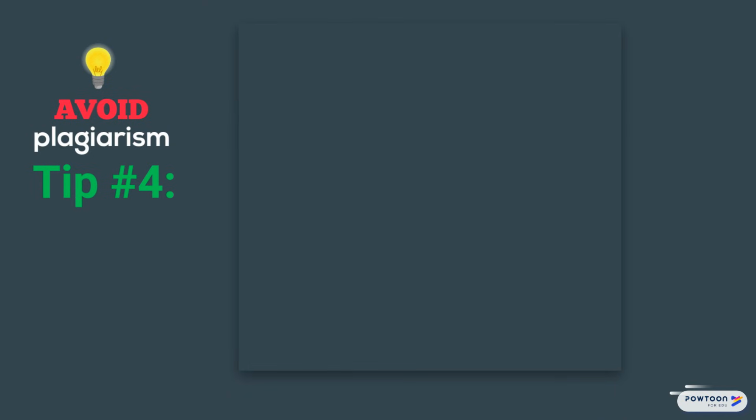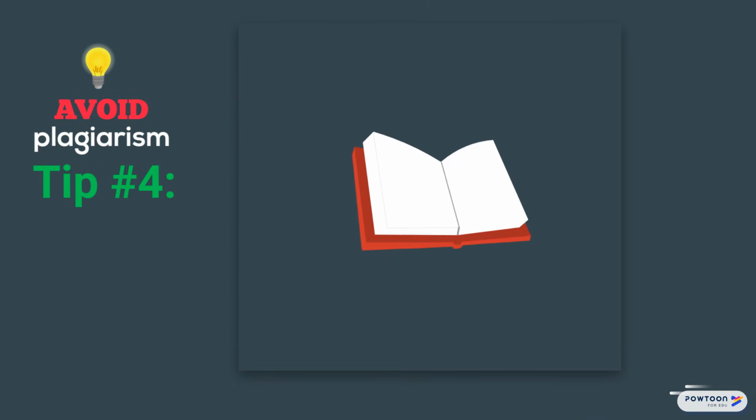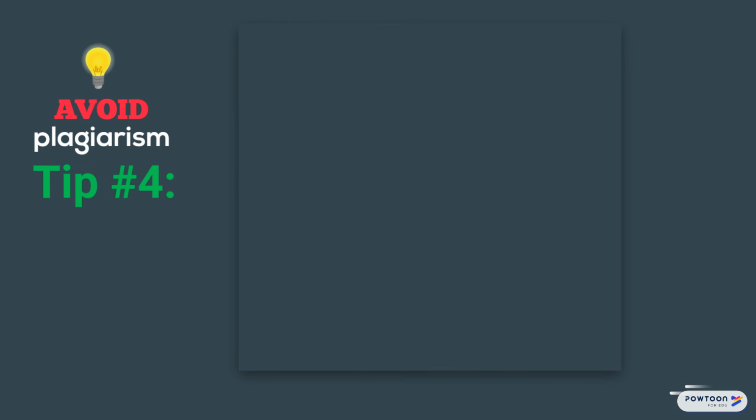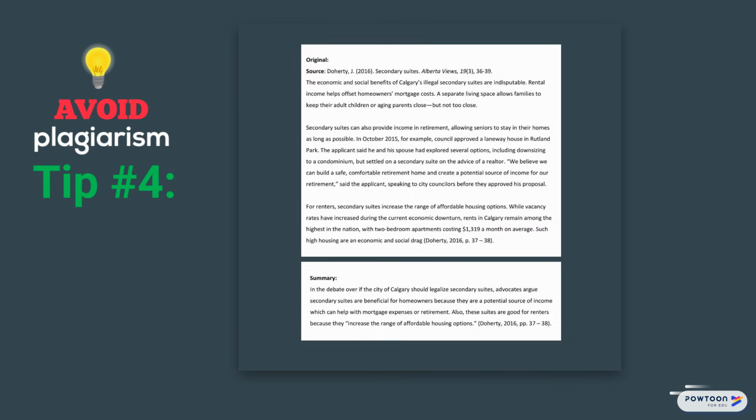And a final tip to help you avoid plagiarism is to summarize a text. Read through information and condense what you learned by summarizing it. Summarizing means reducing the text to a fraction of its original size in your own words.